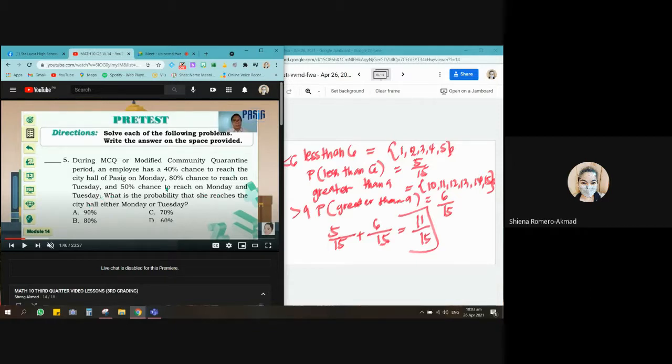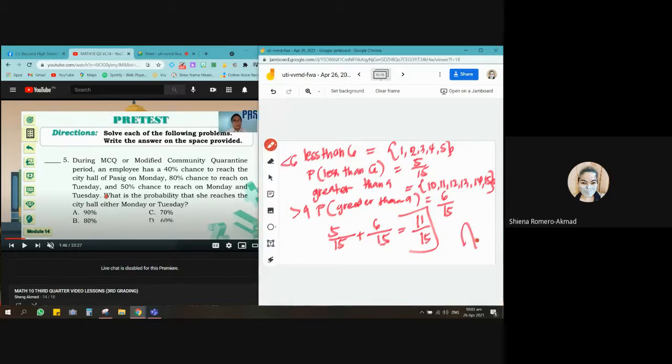Ibig sabihin, bukod sa probability ng Monday and Tuesday, there is also common between the 2 days, and that is 50%. Anong ibig kong sabihin sa common na yan? Meaning, the intersection ng Monday and Tuesday. Yung intersection na binabanggit ko is yung symbol natin na ganito, no? In set.